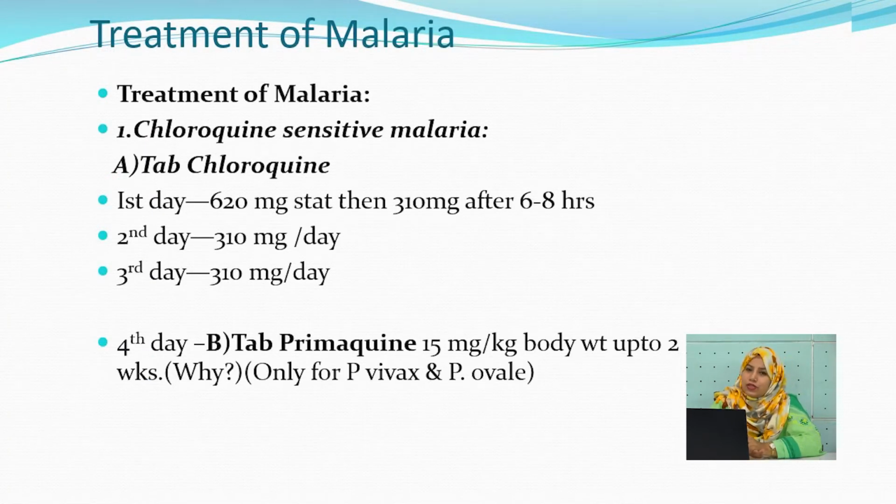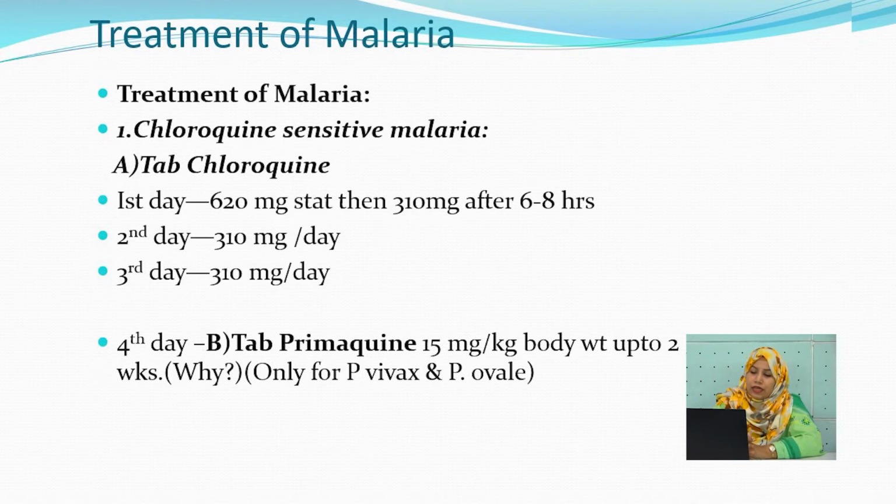Now what is the treatment of malaria? Treatment of malaria can be divided into two types, chloroquine sensitive and chloroquine resistant malaria. What is the treatment of chloroquine sensitive? In case of chloroquine sensitive malaria, we should give tablet chloroquine. First day 620 mg stat and then 310 mg after 6 to 8 hours. That is the treatment of the first day. And on the second day there is 310 mg. And on the third day again 310 mg.